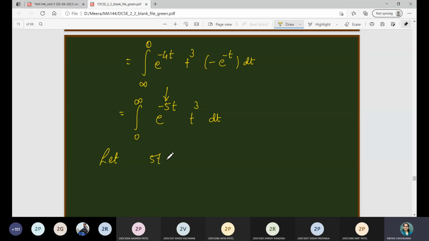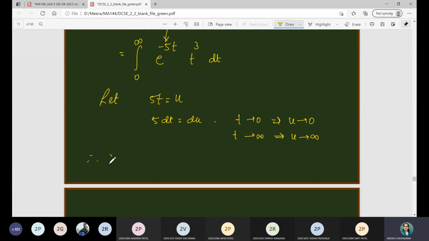Let us consider 5t as some other variable u, right? So 5 dt is equal to du, and as t tends to 0, u will also tend to 0. As t tends to infinity, multiplying by 5 makes no difference, so it will also go to infinity. Therefore I is equal to 0 to infinity e raised to minus u, and t is now u by 5, so u by 5 raised to 3, dt will be du by 5, right?